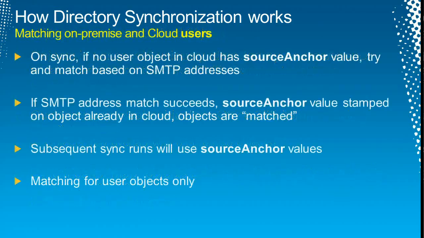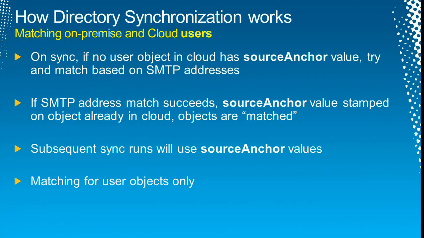Actually, I should go to the next slide. When we're synchronizing, that's the first thing we check. Is there any object that's already in the service that has this source anchor value? If there is, then that's the object that was synced before. Process the change there. If you went and created a user, for example, before you run directory sync for the first time, they won't have that source anchor value because you created the user manually.